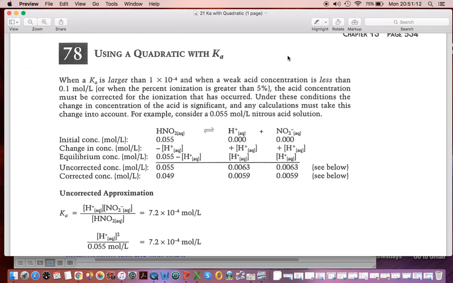Good day. We've done a lot of calculations of determining the pH for weak acids. And a lot of times we've been able to make assumptions that we didn't have to worry about a starting concentration of H plus as we did our ICE chart getting to equilibrium. But here it spells out what we do if Ka is larger than 1.0.